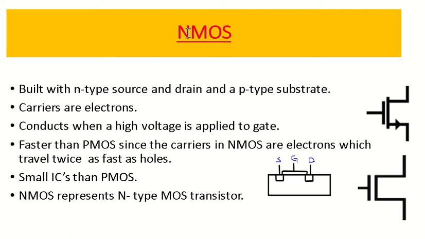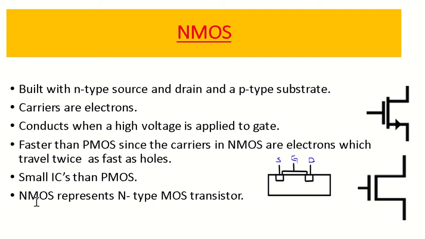There is no need to memorize it; we can tell by the name. NMOS means N-type, so the majority carriers are electrons, because electrons are negatively charged and move faster. So NMOS is faster than PMOS. Also, ICs made with NMOS are smaller than with PMOS, when it comes to integrated circuits or chips. And NMOS represents N-type MOS transistor, which I already explained.